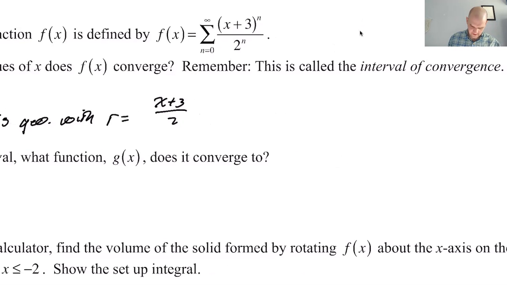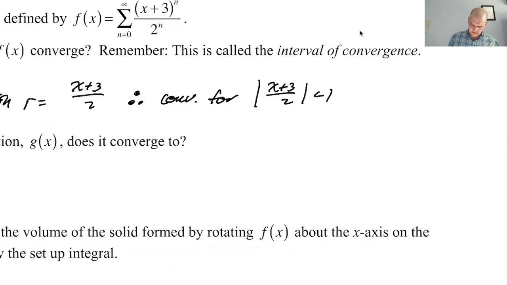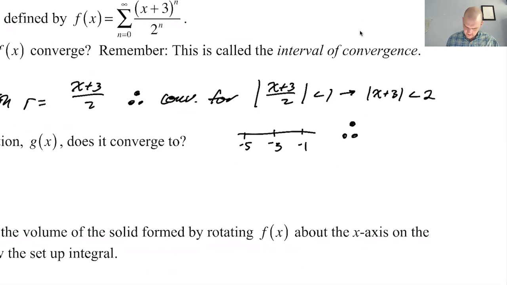So it's going to converge for the absolute value of (x plus 3) over 2 less than 1, which is the same as the absolute value of x plus 3 less than 2. I like to think of that as -3 is the center, and you can go 2 in either direction. So you've got to stay within 2 of that: -1, -5. Therefore, -5 to -1.